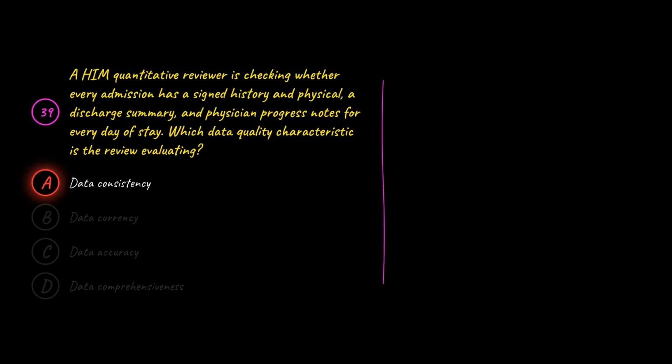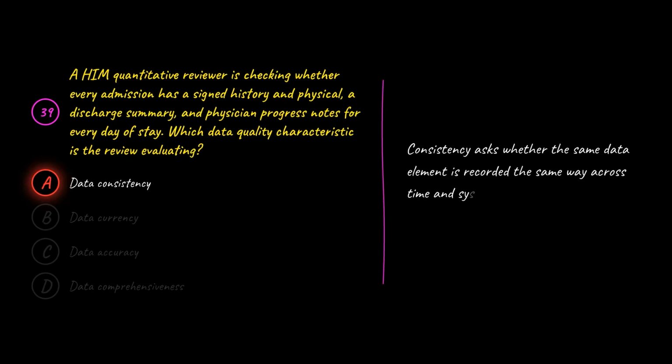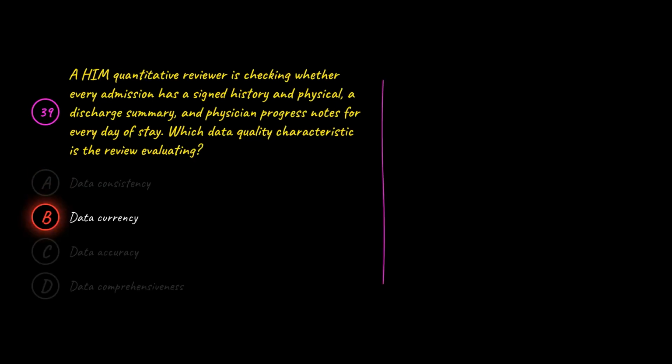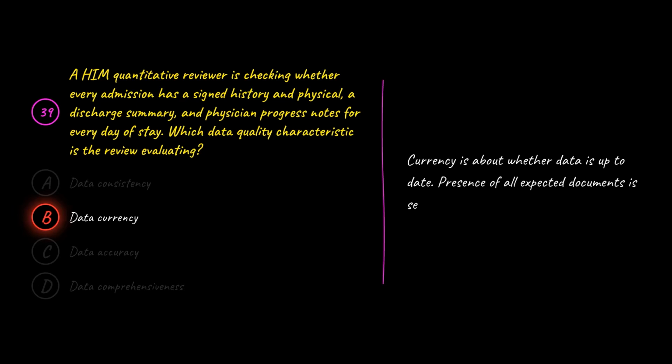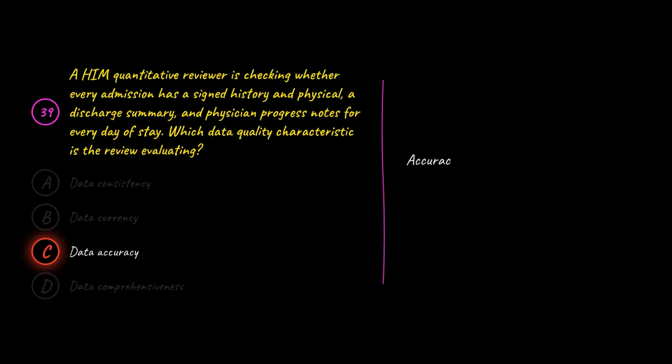A is wrong because consistency asks whether the same data element is recorded the same way across time and systems. The reviewer is not comparing duplicates. B is wrong because currency is about whether data is up to date. Presence of all expected documents is separate. C is wrong because accuracy addresses whether individual values are correct, not whether all documents exist.